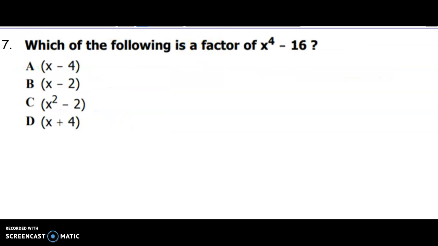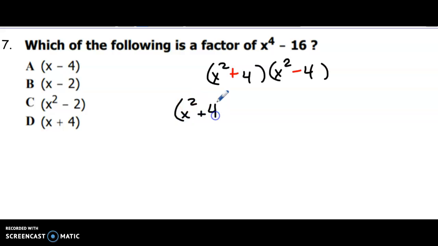Factoring this one looks like the difference of two perfect squares, so I'm going to put my two parentheses, 1 plus, 1 minus. Take the square root, I get x squared and x squared. I get 4 and 4. This one's good. I can't do anything else with this one.